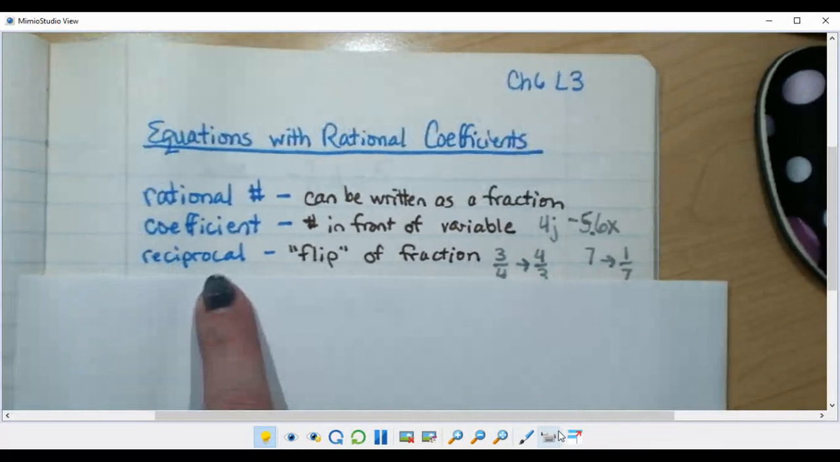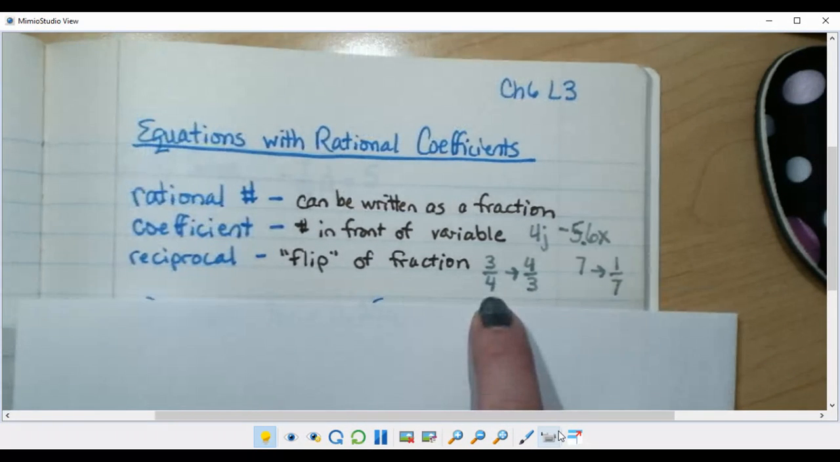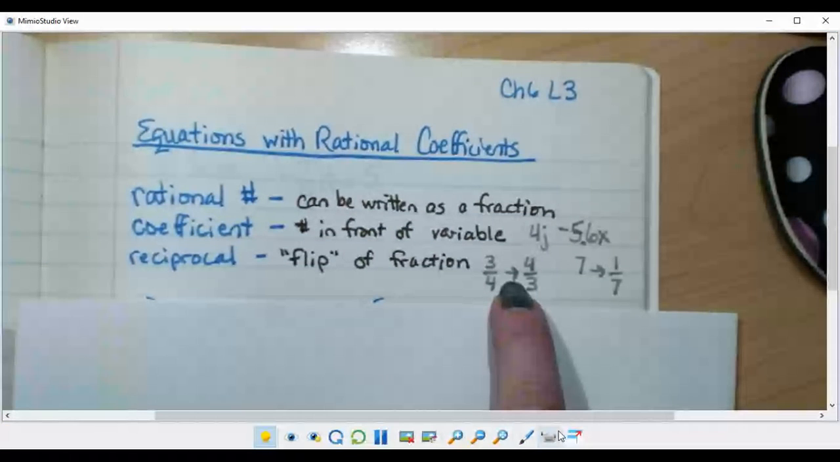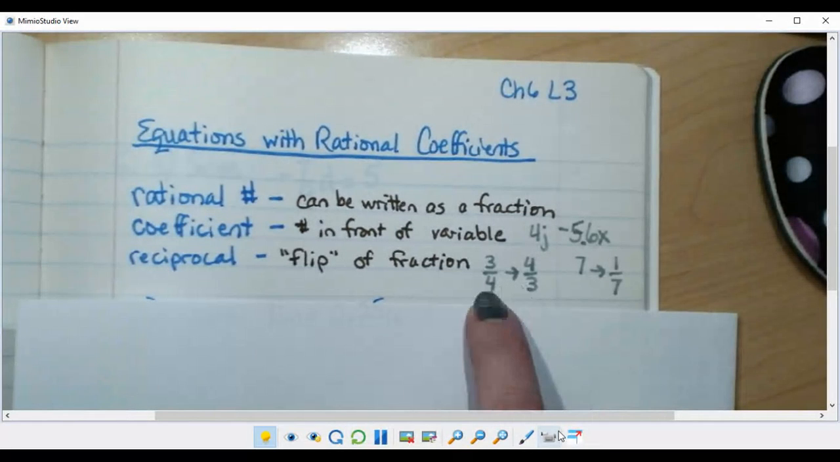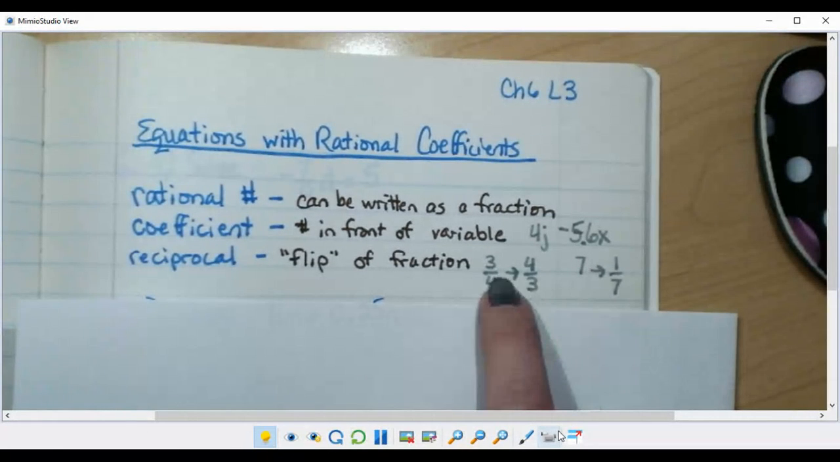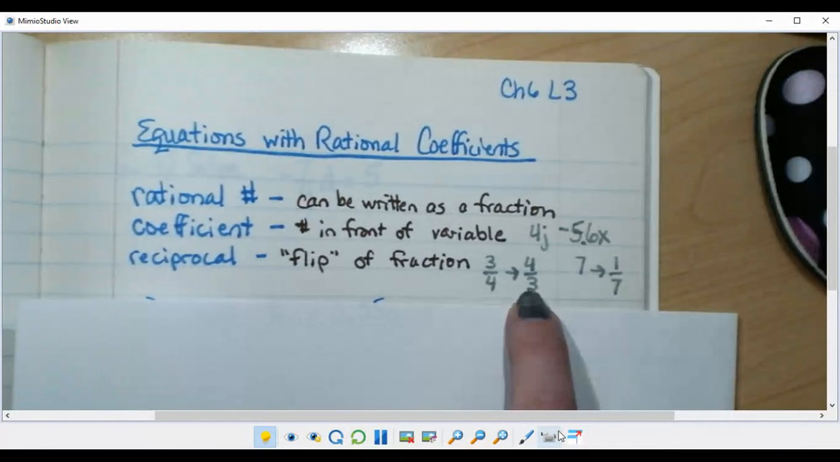Okay, let's also review reciprocal. I know this is a word that you've heard in the past. It's the flip of a fraction. Some cutesy math teacher somewhere called it the fliprical, and it stuck, but it's not a math term. So if I had the fraction 3/4, the reciprocal would be 4/3. The numerator and denominator switch places. Notice that I did not put an equal sign in the middle. These are related, but they are not equal. This is less than 1. This is more than 1.